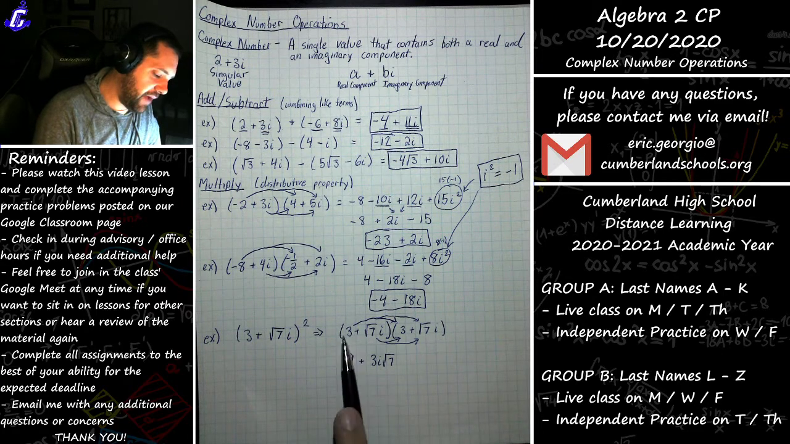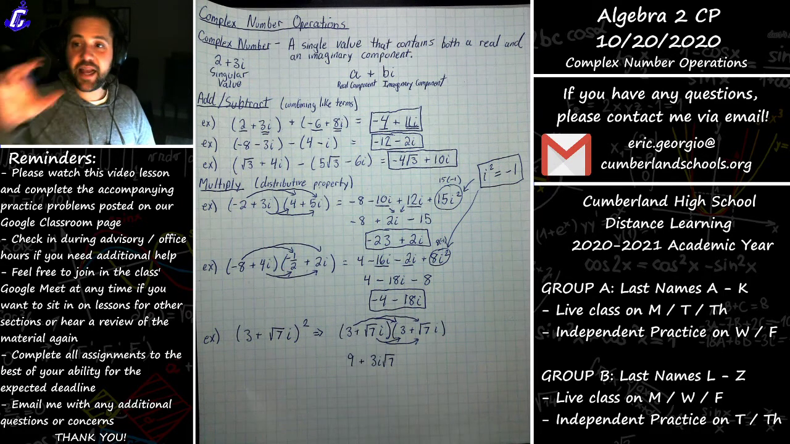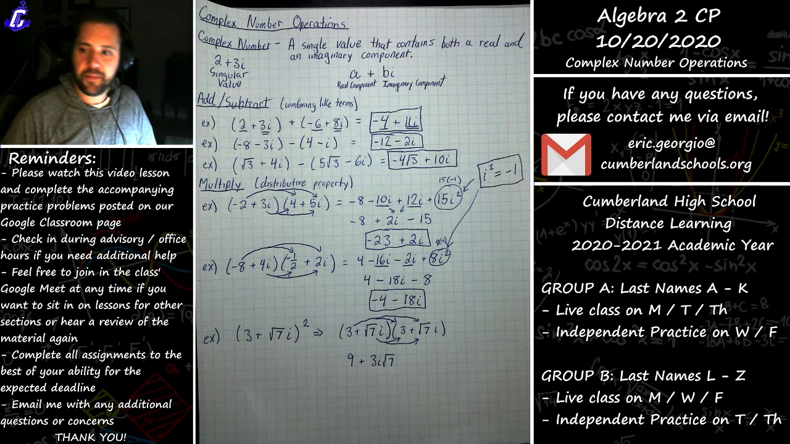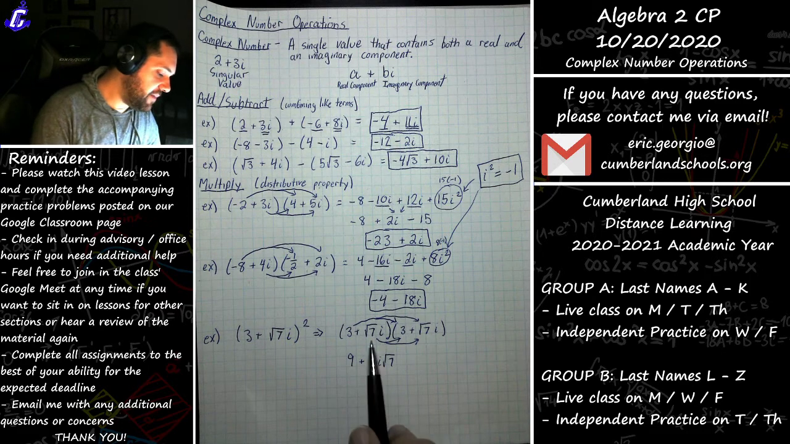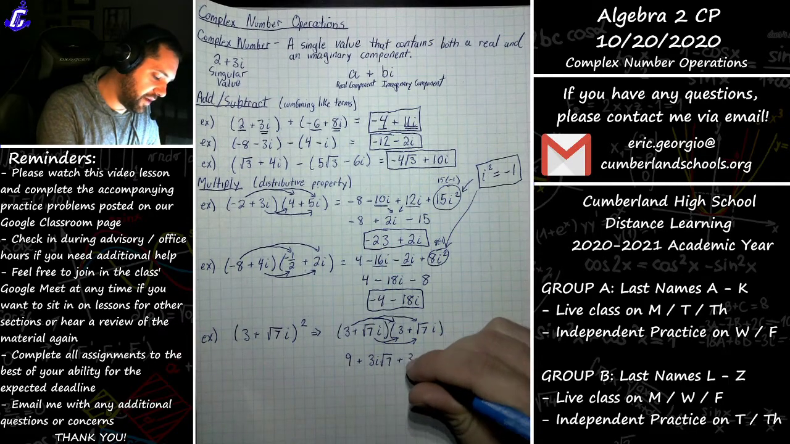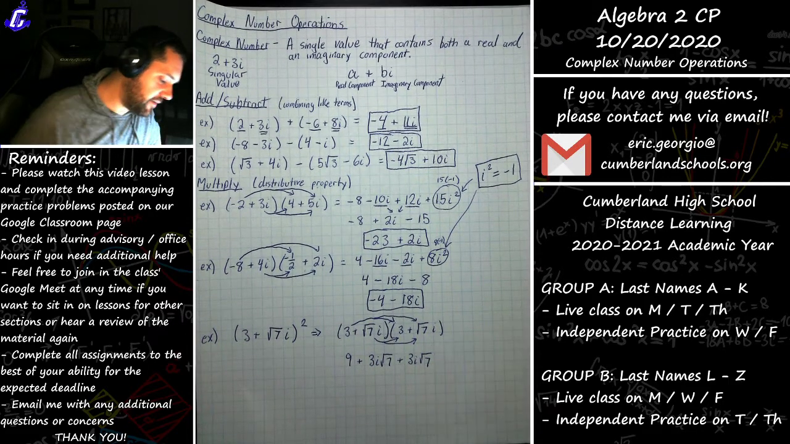3 can't really combine with anything. i can't really combine with anything. Square root of 7 can't really combine with anything. They kind of just all hang out together. 3i rad 7. Okay? Notice the same exact thing is going to occur on the inside as well. 3 times i times the square root of 7 is exactly that. No like terms there, so we're just going to say 3i rad 7.